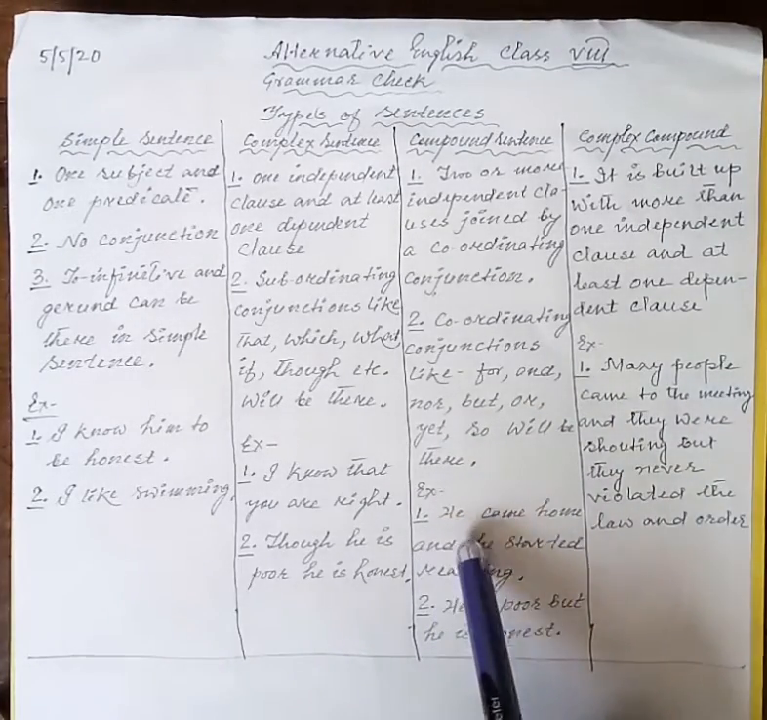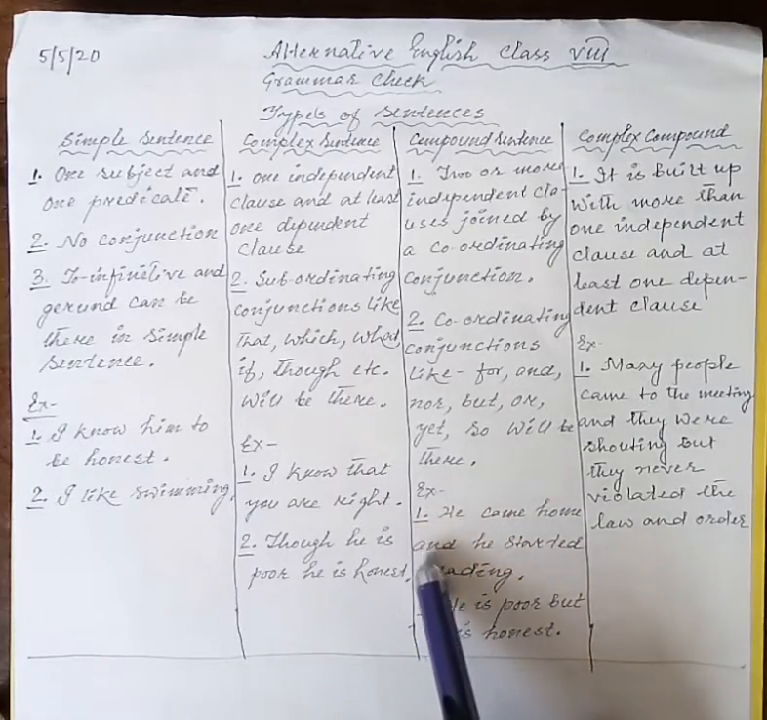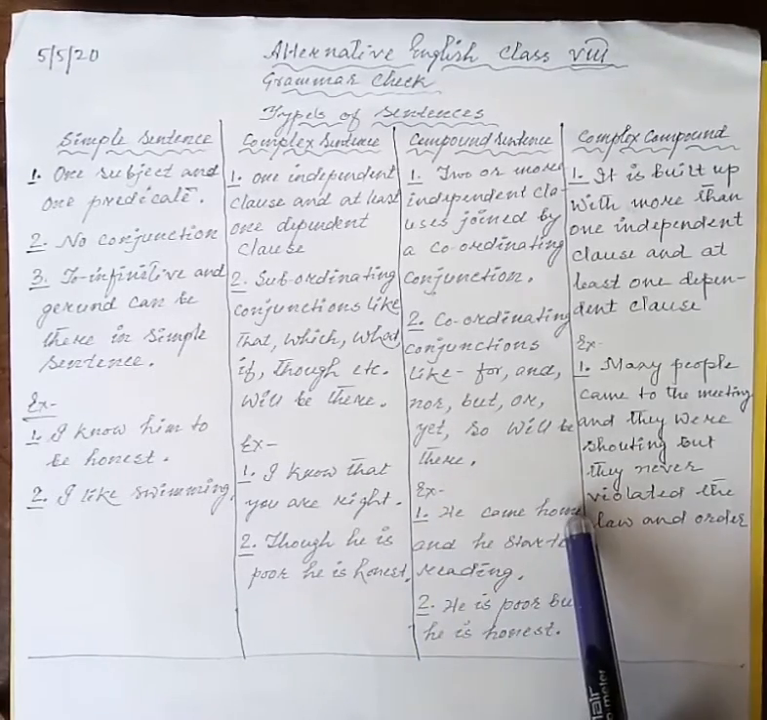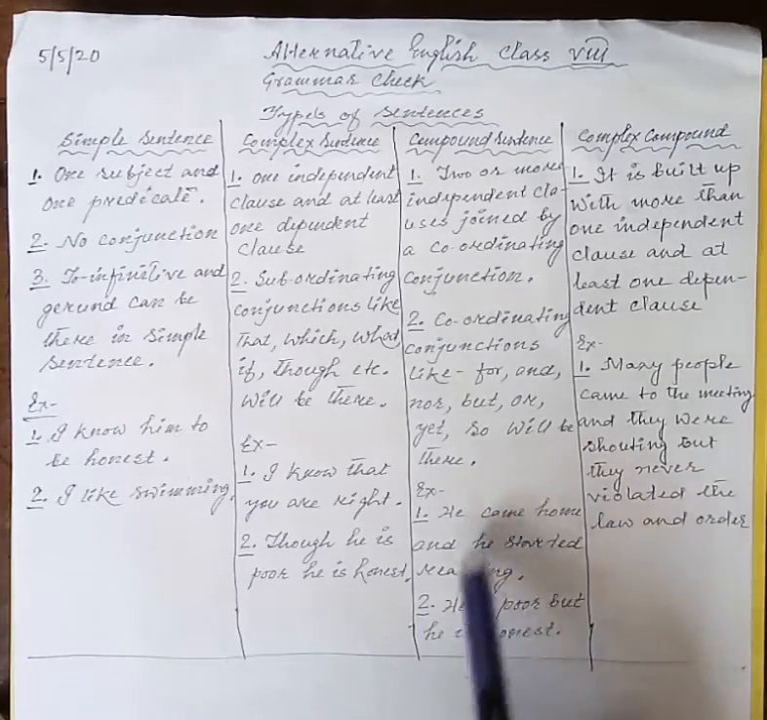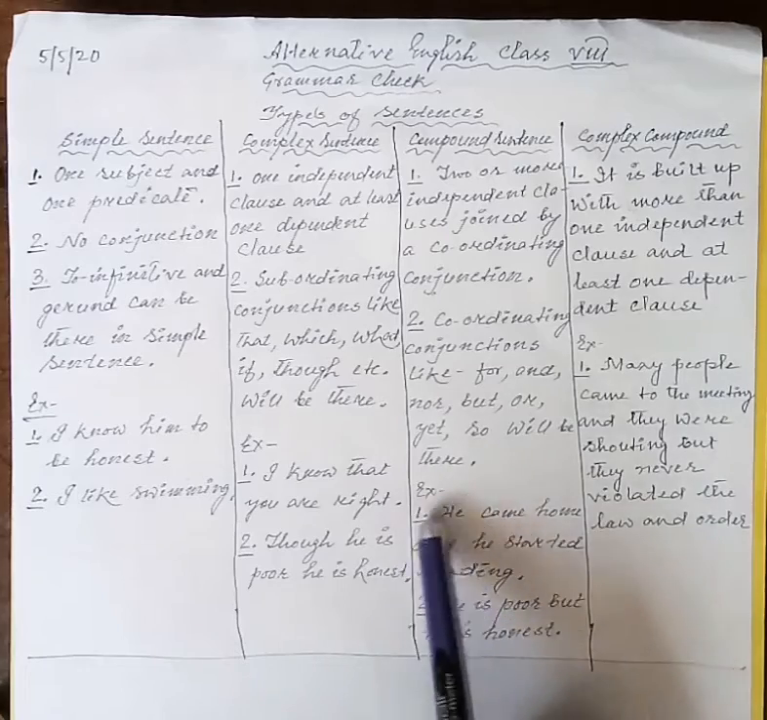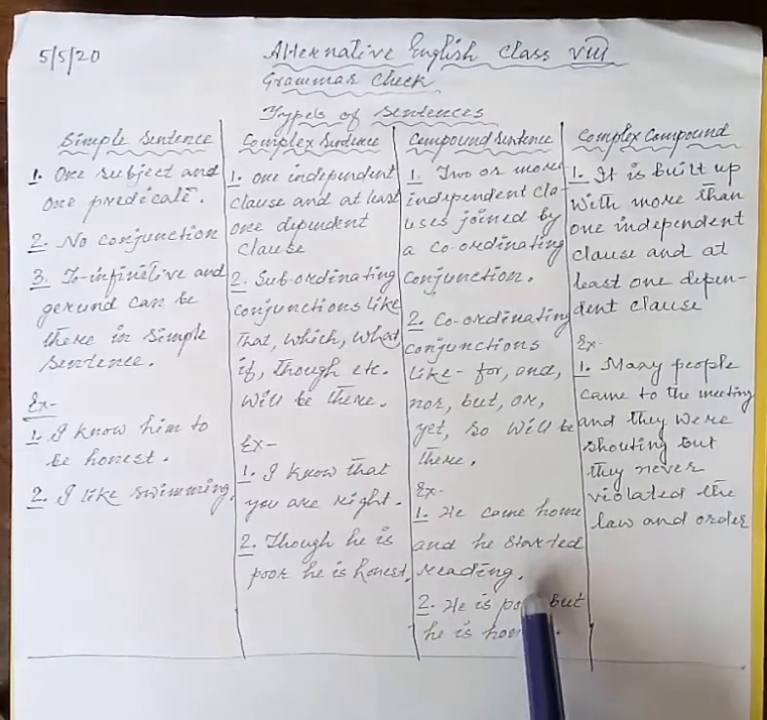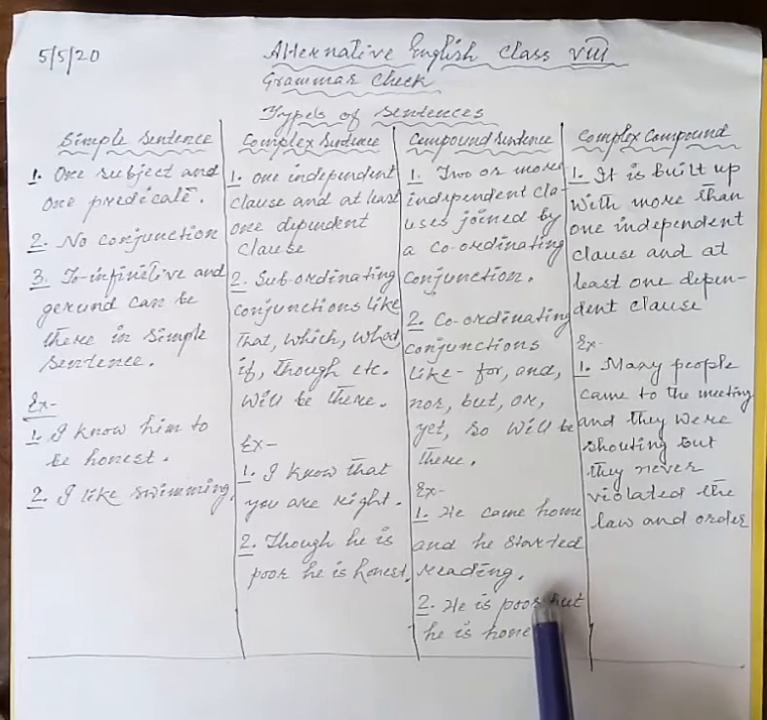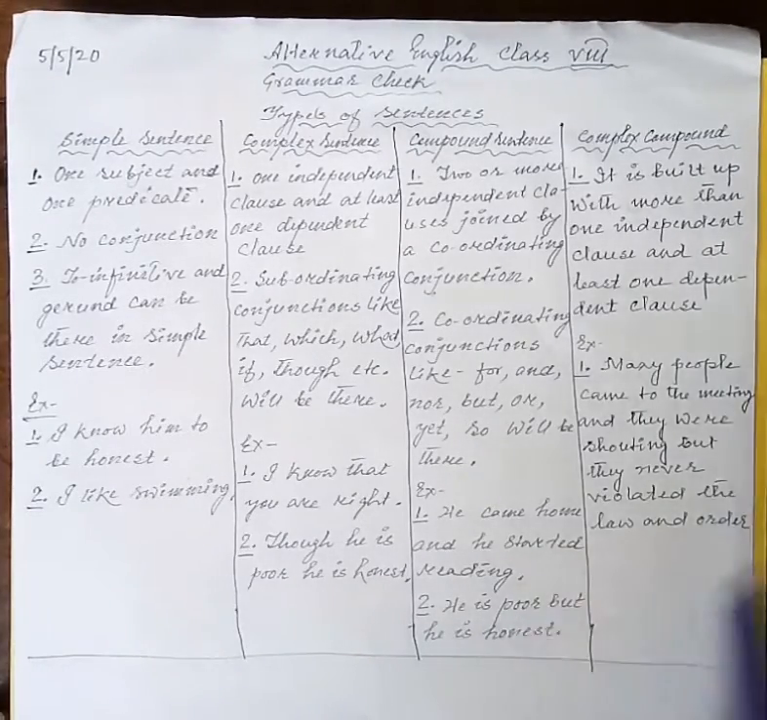So, example: He came home and he started reading. Here and is the coordinating conjunction used. He came home is an independent clause, he started reading is another independent clause. These two independent clauses are joined by this and, so it is a compound sentence. He is poor, independent clause, but is the joining word, the coordinating conjunction, but. He is honest is again an independent clause. So these are compound sentences.